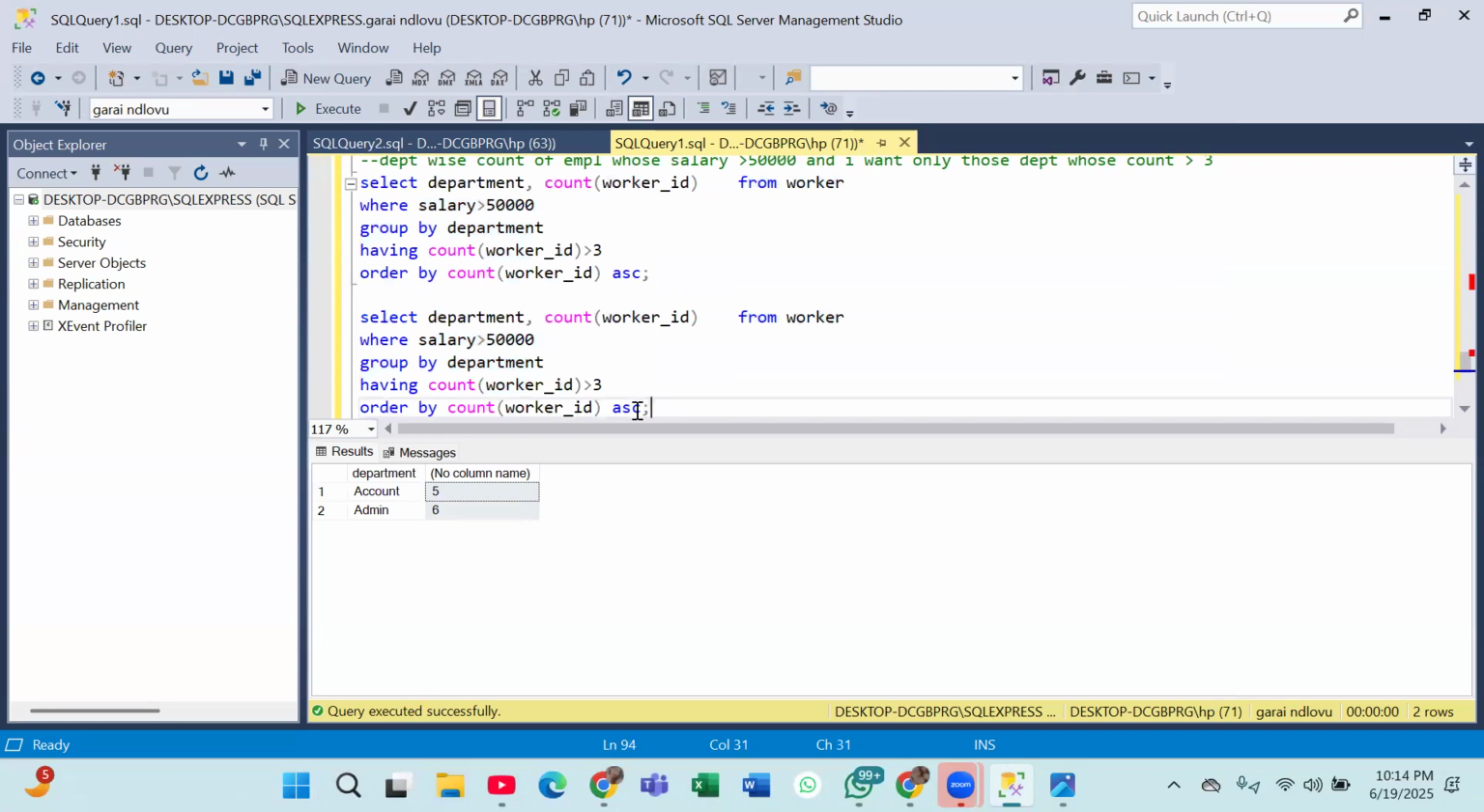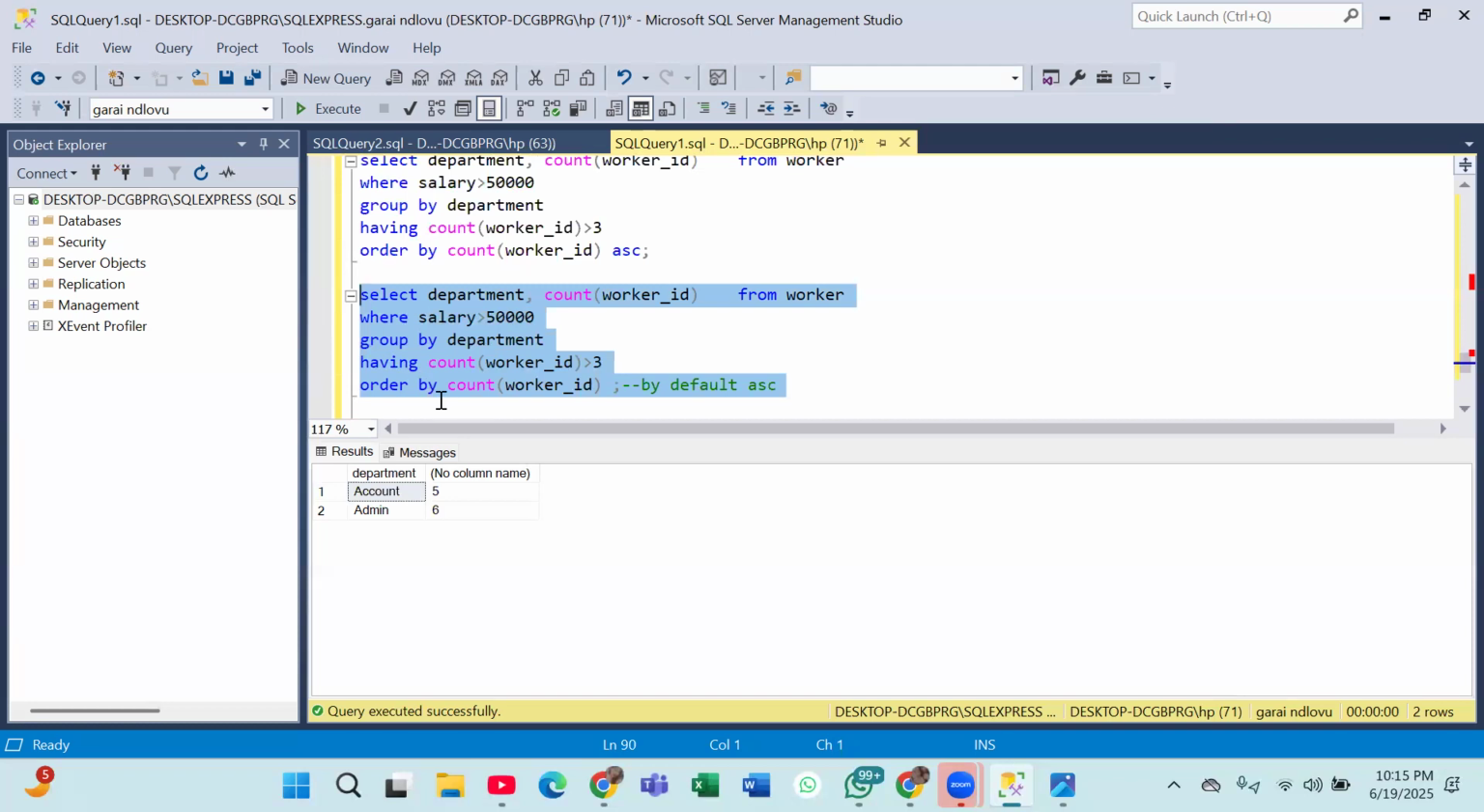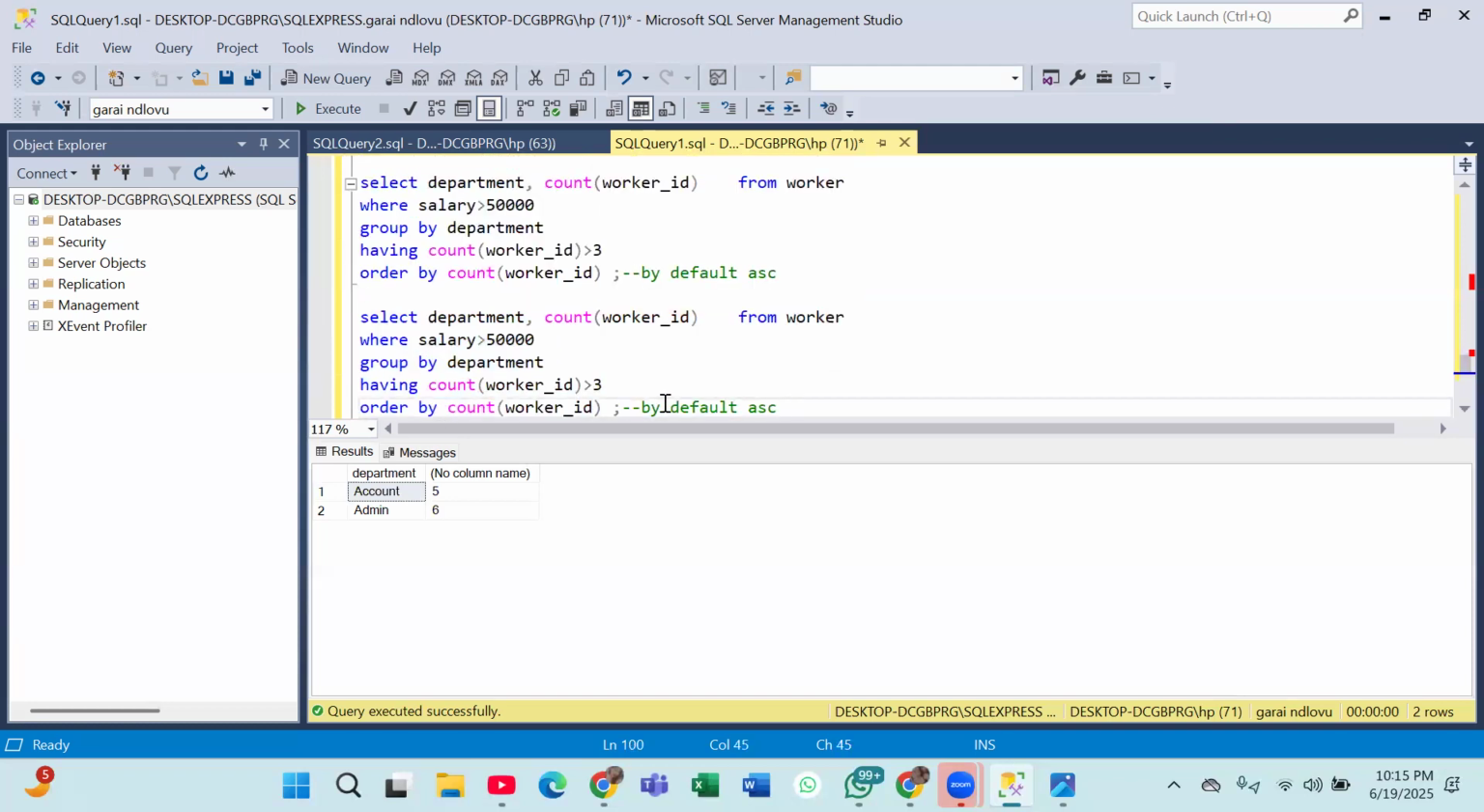Are you able to see that? If you do not put anything, by default it will be ascending only. Still, you will get 5 and 6. By default, it's ascending if you do not put any ASC here. But for descending, you have to put descending, okay? You have to write DESC for descending.